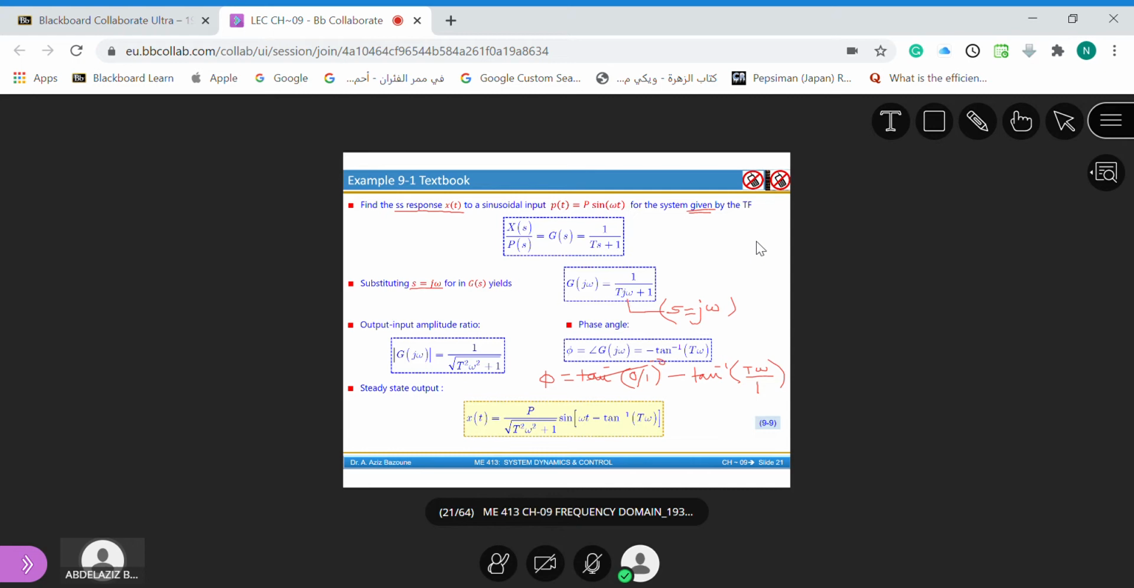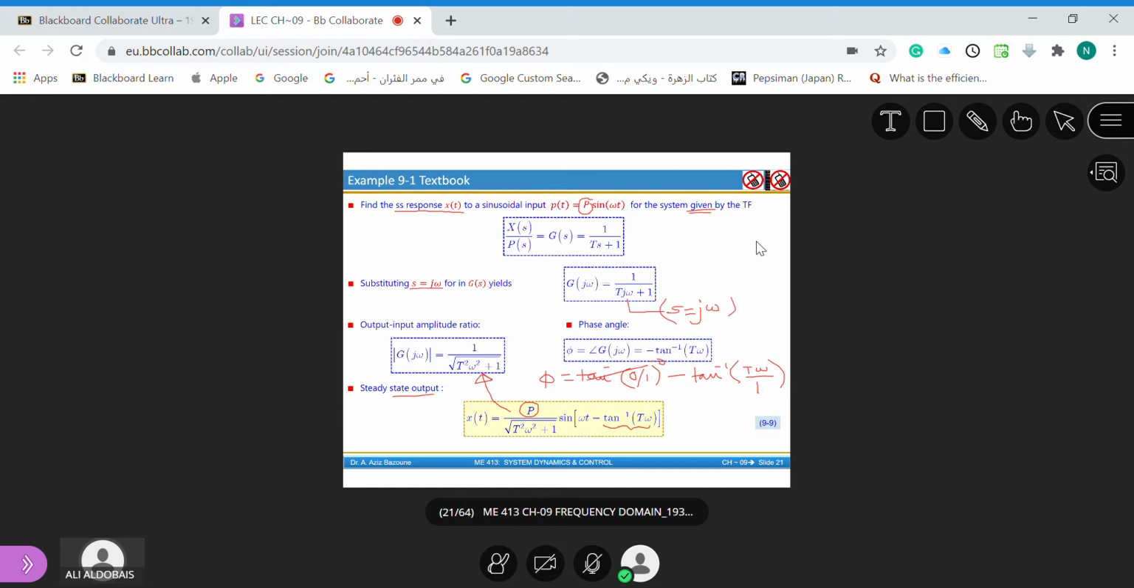So in this case, we will write our steady state output X as the magnitude of G(jω) times P, the amplitude of the input, since the input has amplitude P, times sine(ωt plus phi). Phi is given by this one: minus tan⁻¹ of Tω. Any questions?